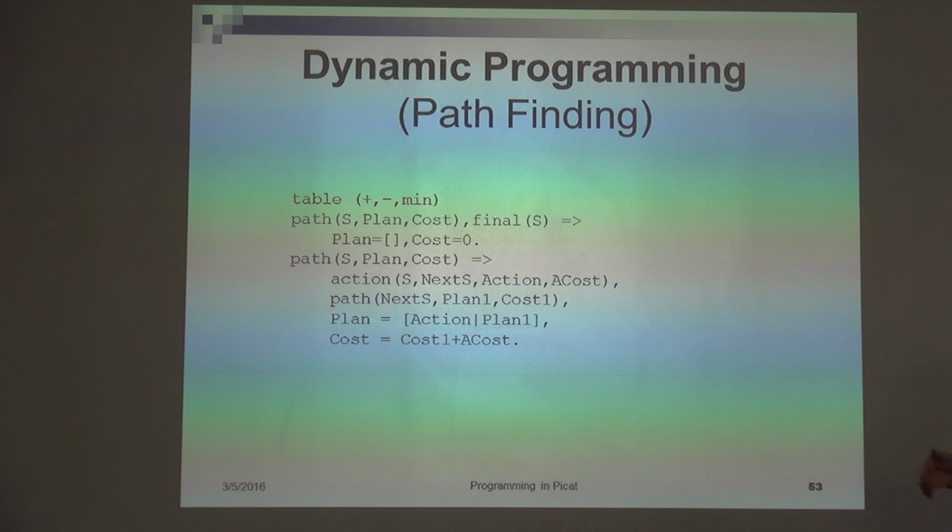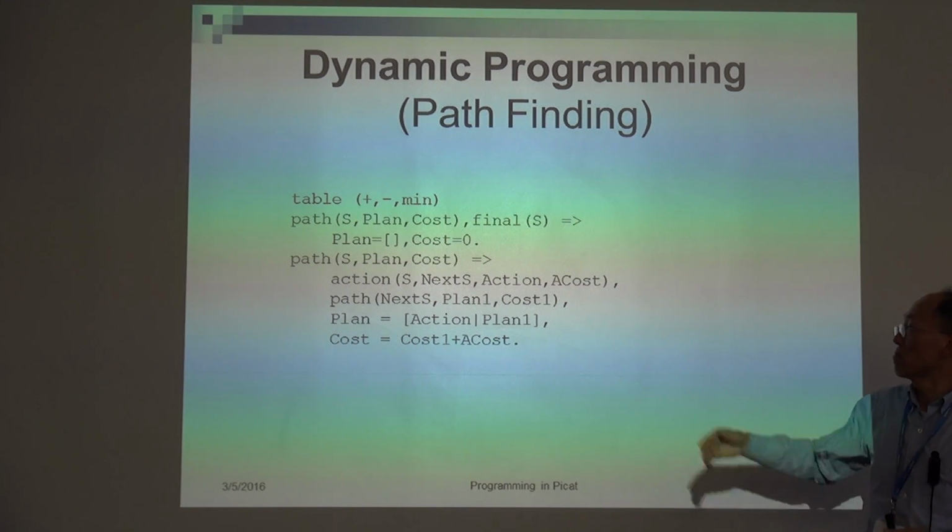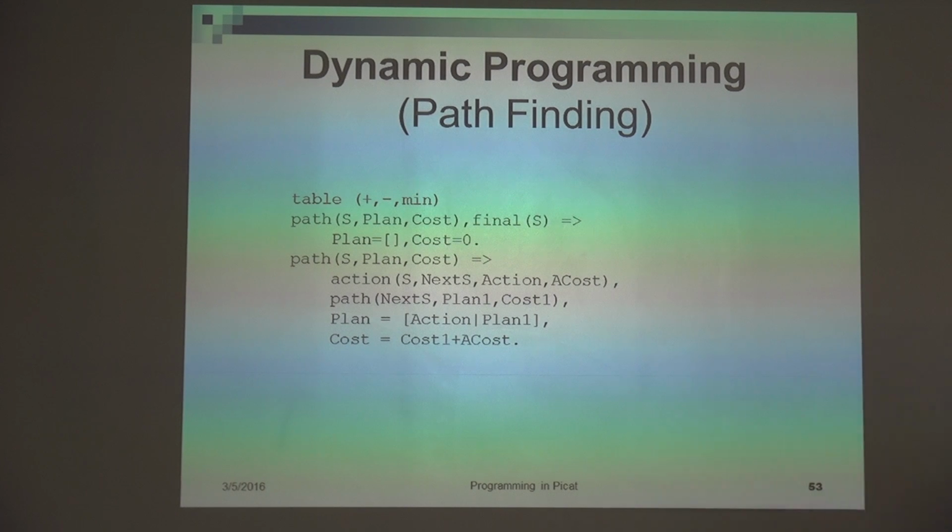If the current state is already the final state, then we don't need to go further. Just return an empty plan, and zero cost. That's it. Otherwise, what do we do? We go to the next state by taking an action, and then find a plan.